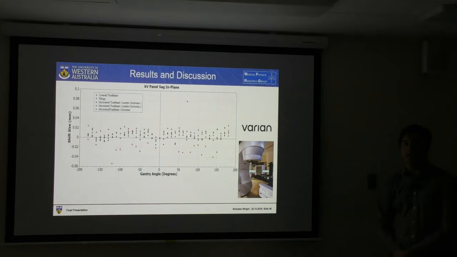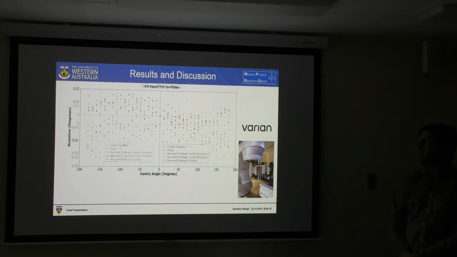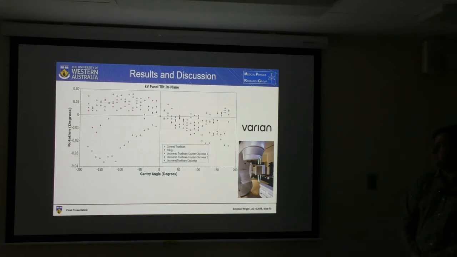The overall movements encountered for the panel sag in the in-plane direction were relatively small, however. For the panel tilt in the cross-plane, once again, the data is essentially random with a massive spread in the data points with relatively small movements encountered. And this is the same as what was seen in the tilt in the in-plane direction.